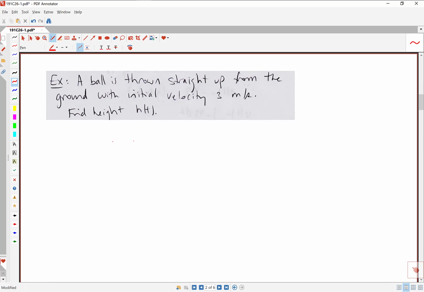A ball is thrown straight up from the ground with initial velocity 3 meters per second. Let's find the height h of t. So when the problem says find the height h of t, what this means is find a formula for the height at any point in time. So I'll just draw a little picture here. So the ball is starting at the ground, it's going straight up and then coming straight back down over the course of the problem.